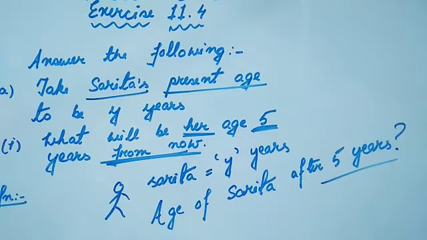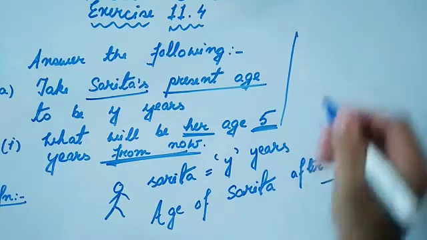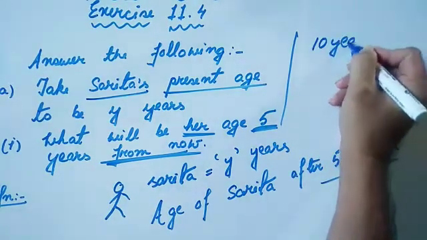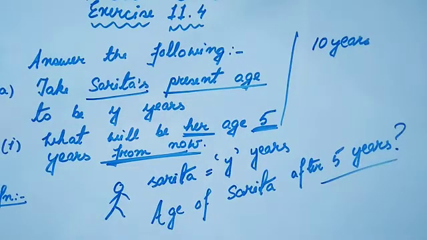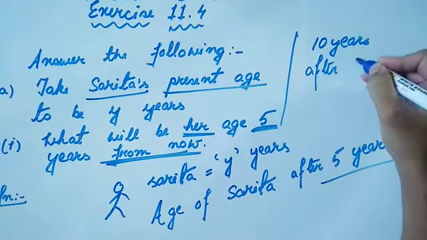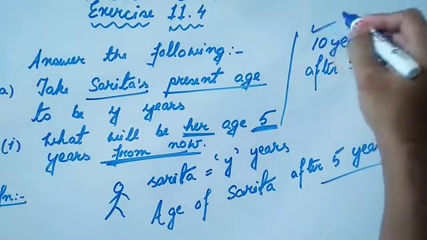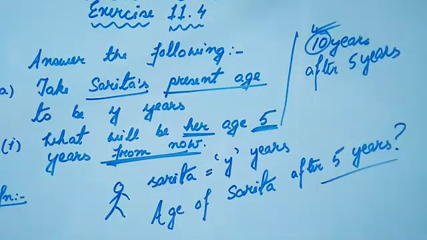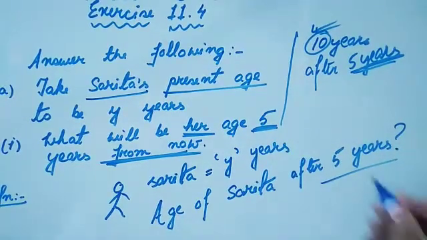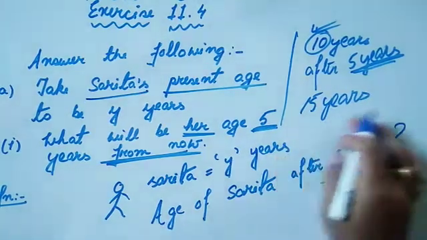So before we solve this question, let me give you one example. Let us suppose that your present age now is, let's say, 10 years. And if someone asks you, what will be your age after 5 years? Yes, it will be 15 years, right? Your age after 5 years will be 15 years.